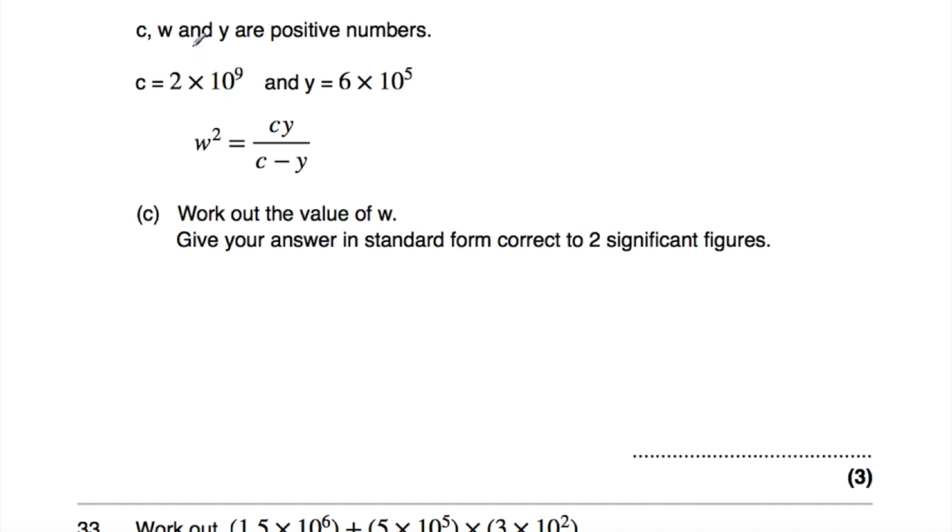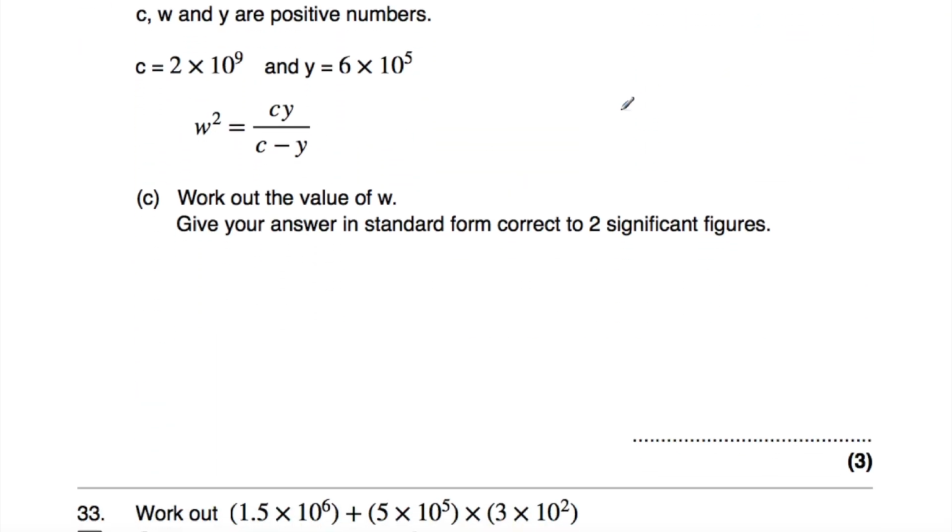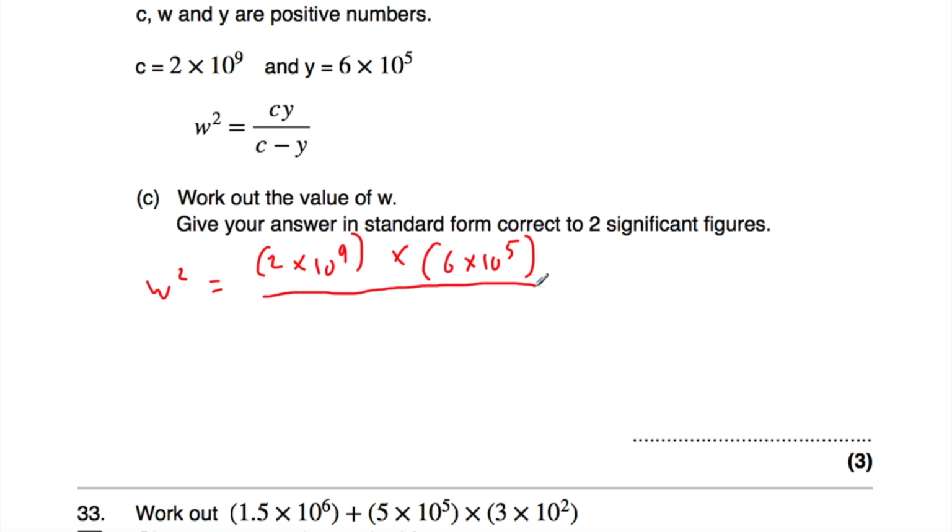Okay, so here we've got the values of C and Y, so let's substitute them into this to find out the value of W squared. So we've got CY over C subtract Y. And let's just check, is it a calculator question? Yeah, that's fantastic. So what I'm going to do is write that W squared is equal to C times Y, so it's going to be on the numerator, 2 times 10 to the power of 9 multiplied by Y, which is 6 times 10 to the power 5. So that's what we're going to type in on the numerator of the fraction, and then over, we're going to do C subtract Y. So C is 2 times 10 to the power of 9, subtract 6 times 10 to the power 5. And then we're just going to type this into our calculator and then press equals, and that'll give us what W squared is.